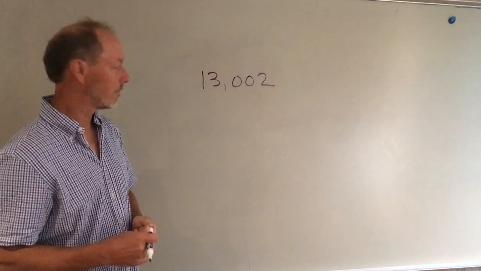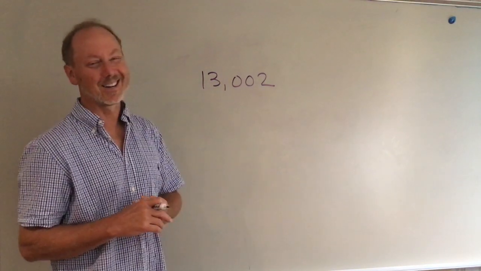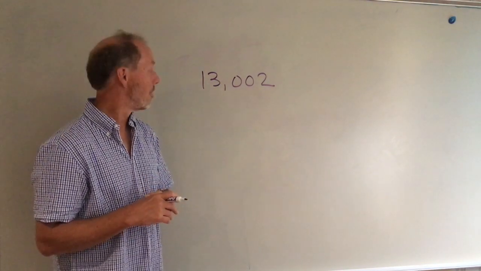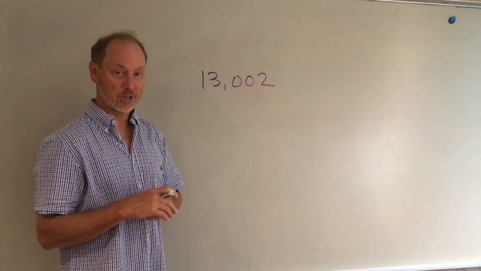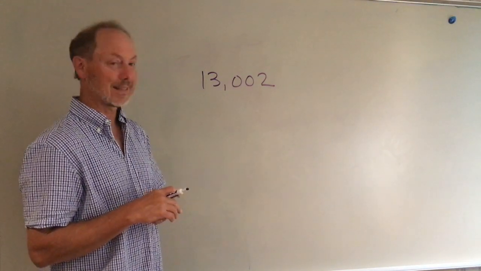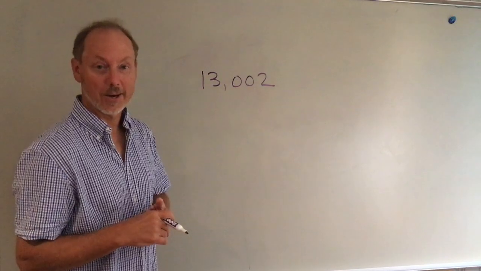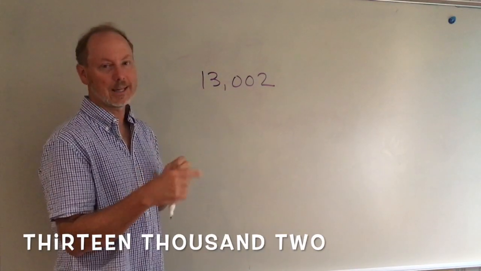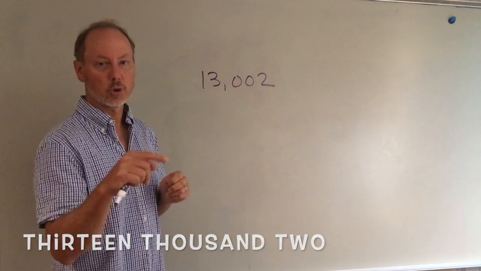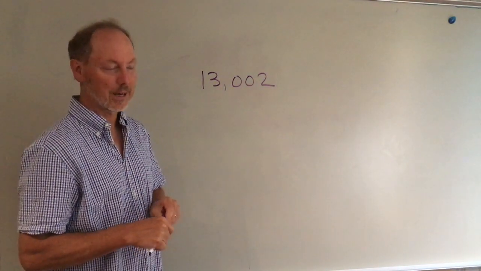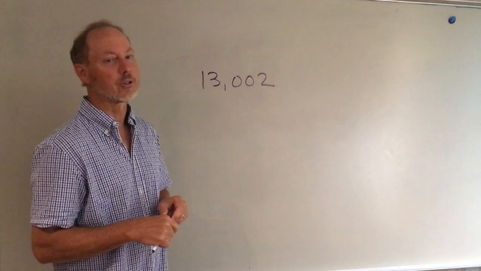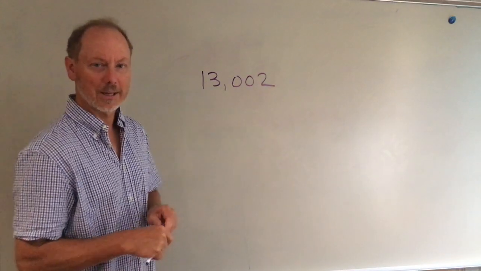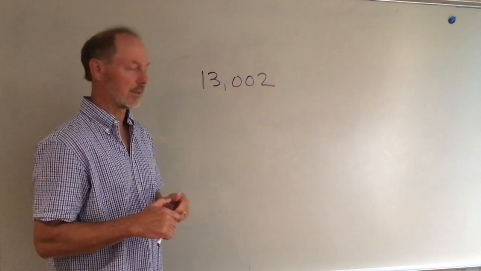Let's try it again. In this number here, this is written in standard form, 13,002. If I had to write that in word form, which I don't, I would have to write out the words thirteen thousand, two. Get it? I would write those words. I don't like to. It's too slow. Nobody wants to do things that are slow that we could do faster, I think.